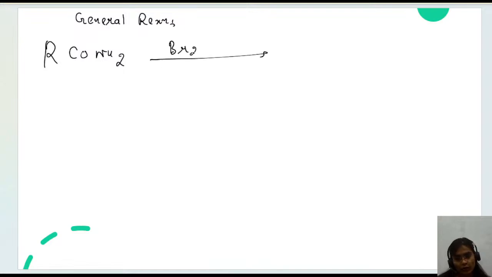Let's see how the general reaction looks. RCONH2 reacts with bromine. This question has already been asked as an integer type question: in the bromamide reaction, what is the ratio of the halogen to the base? It is 1 to 4, that is, 1 bromine and 4 NaOH consumed. I'm repeating once more: the ratio of halogen to base is 1 to 4.